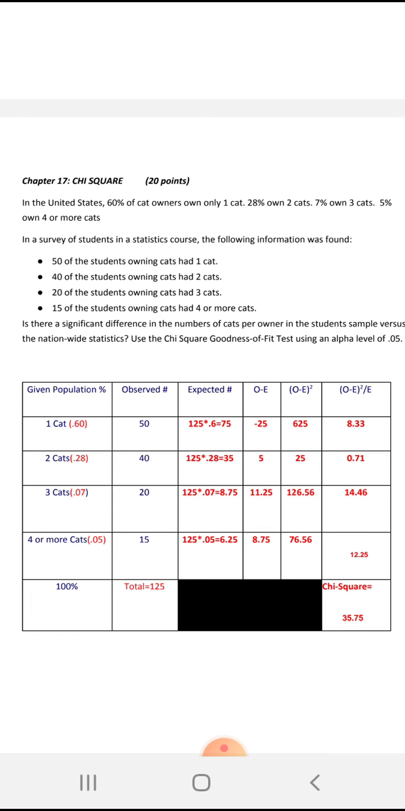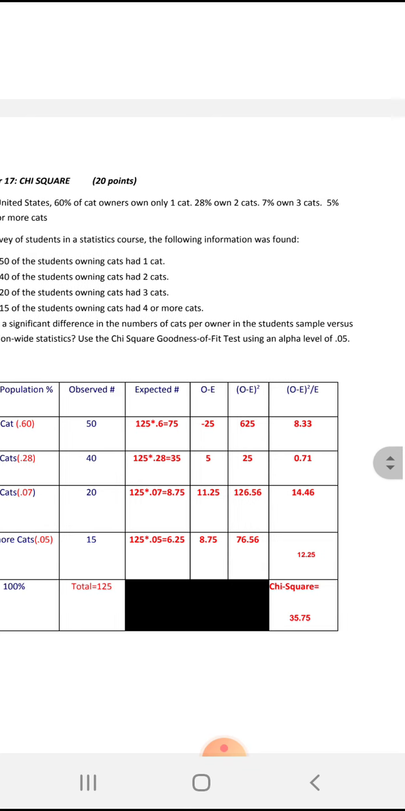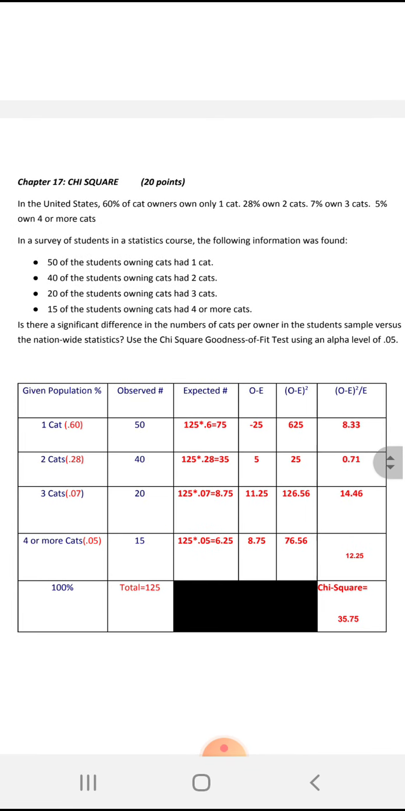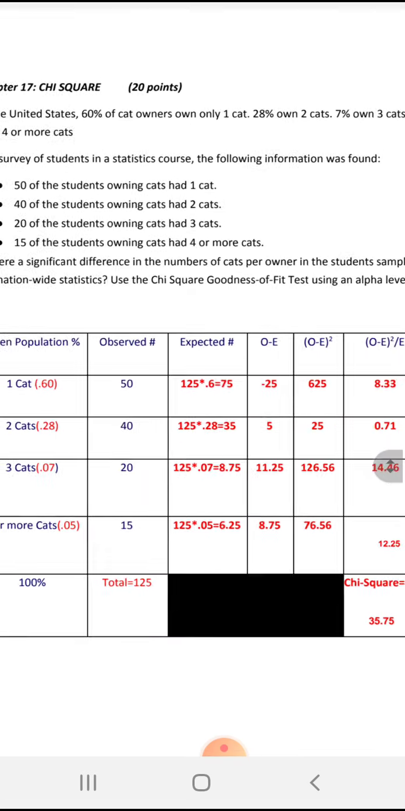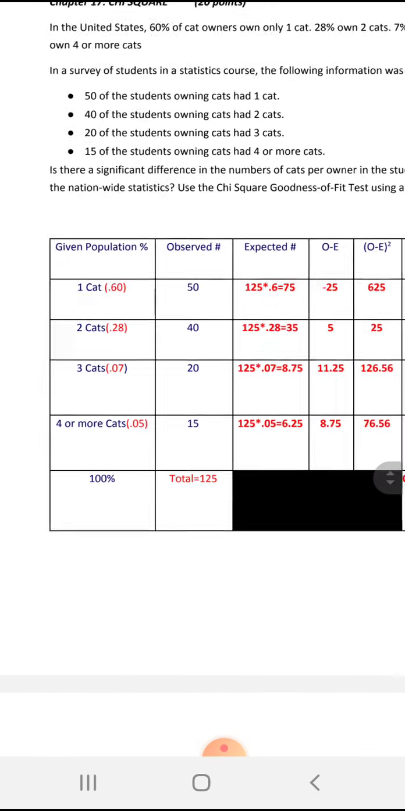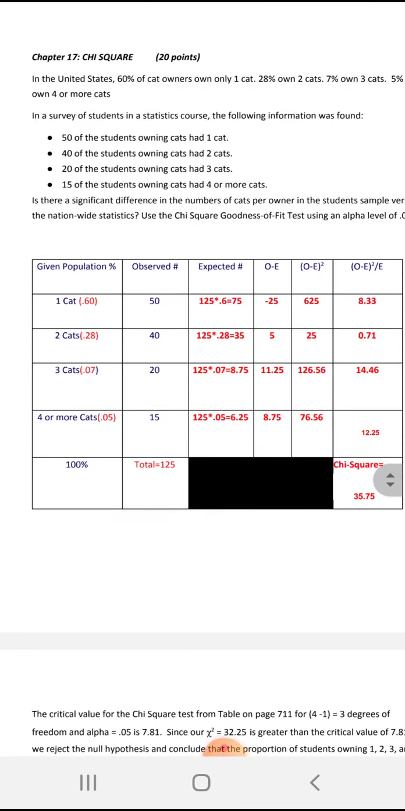So we're asking, is there a significant difference in the number of cats per owner in the student sample versus the nationwide statistic that was given in the beginning. Use the chi-square goodness of fit test using an alpha level of 0.05. Okay, so you're given this table, right? It won't be filled out for you, but you have it.